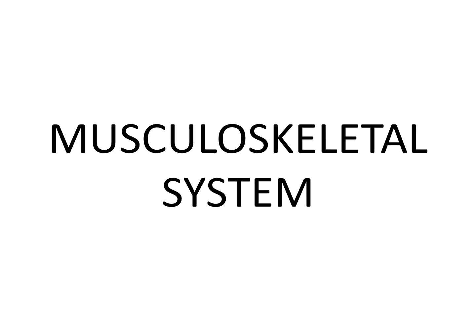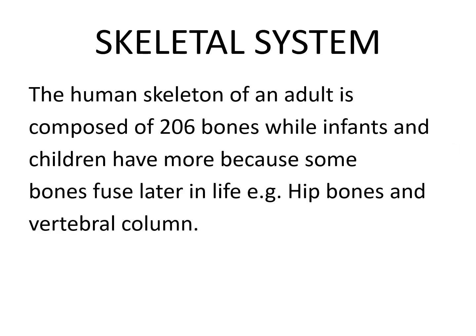Hello viewers, you're welcome. In today's video we're going to learn about the musculoskeletal system. The human skeleton of an adult has 206 bones, while infants have slightly more than that because some of their bones fuse later in life, especially the hip bones and the vertebral column.